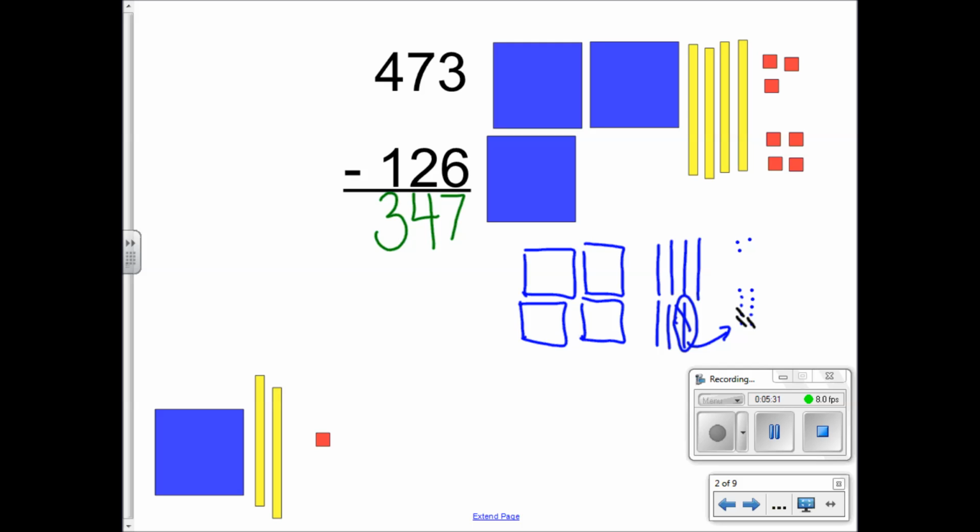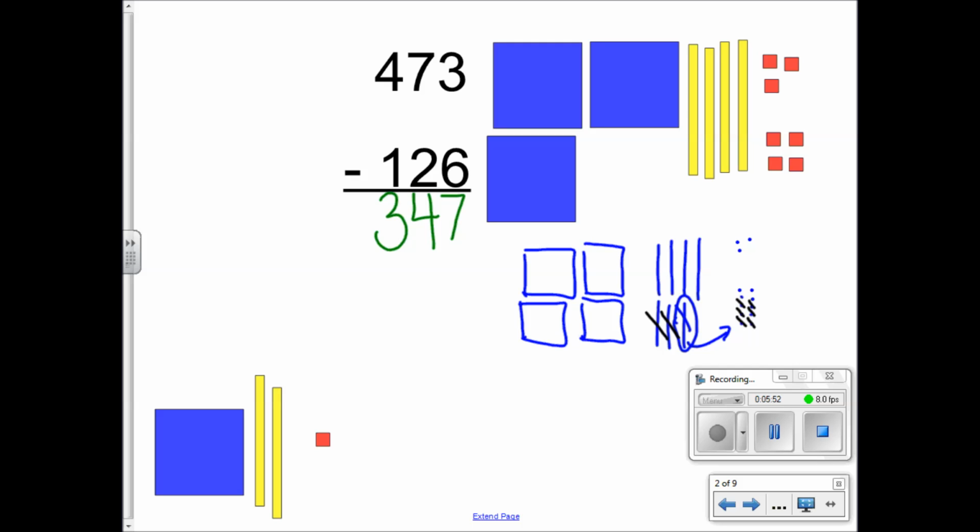1, 2, 3, 4, 5, 6. And I have 1, 2, 3, 4, 5, 6, 7. Now I'm going to go over and now I see that I have 1, 2, 3, 4, 5, 6 10s, because I used to have 7. I want to subtract 2 of them. I can simply cross out those 2 and there's the 4.